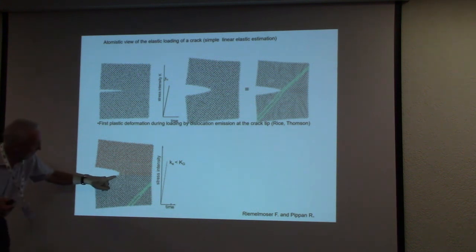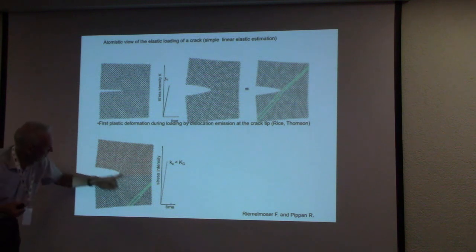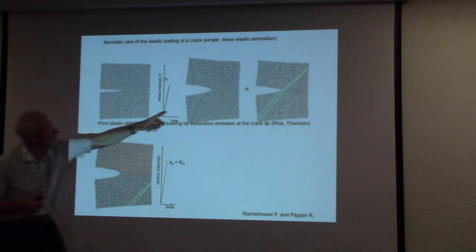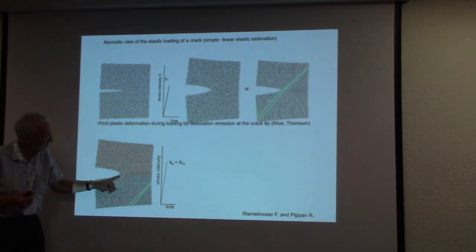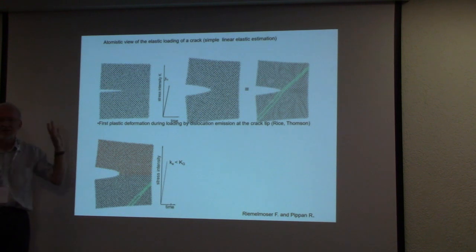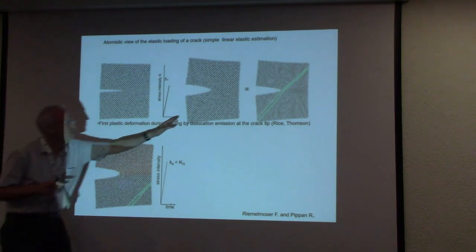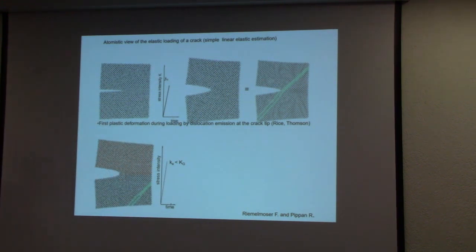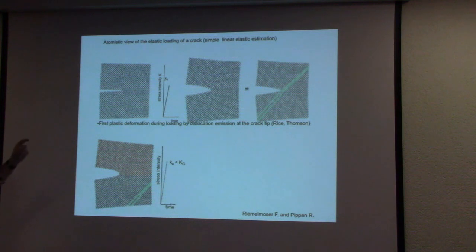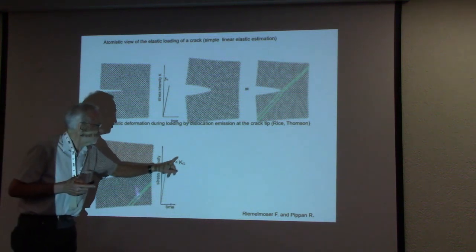Okay, and you clearly can see there is only one dislocation. Here one dislocation moved, and here one dislocation. This is the same crack. The only difference is that one dislocation moved here and one dislocation moved here. That's the only difference between these two. Okay, so that's in silicon at room temperature.